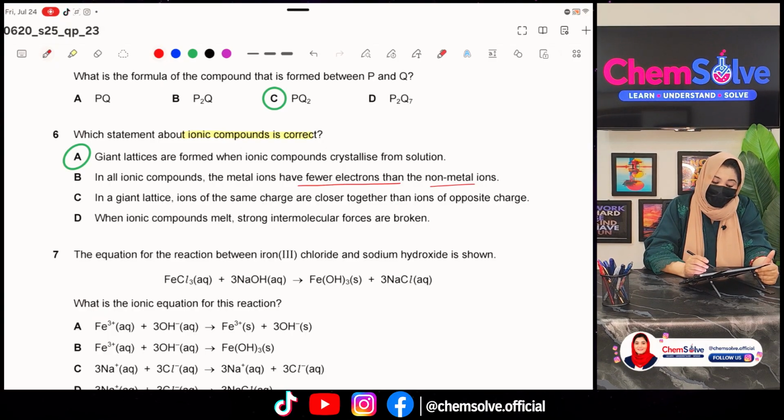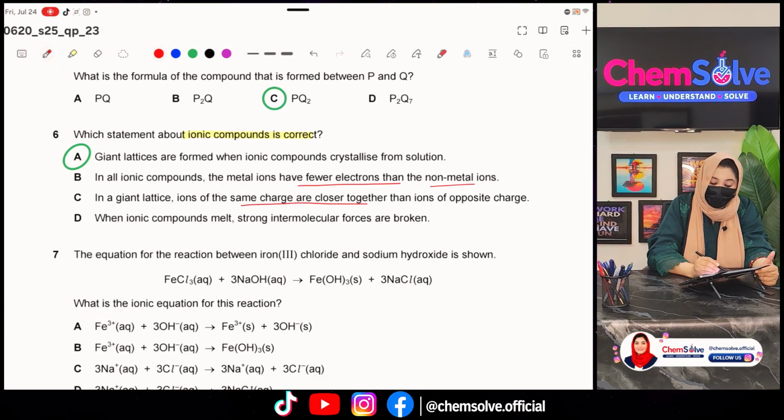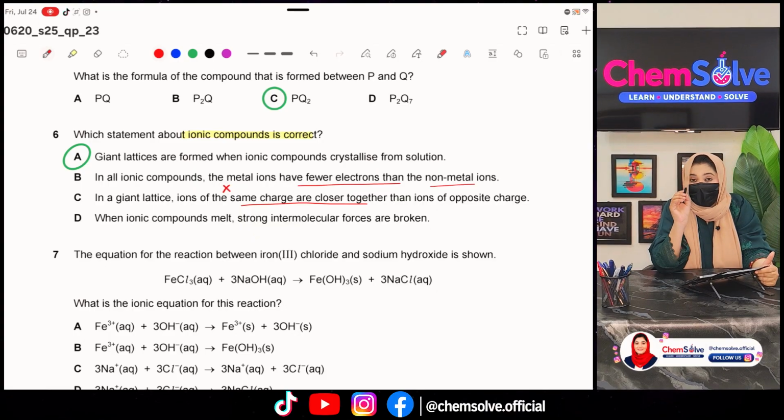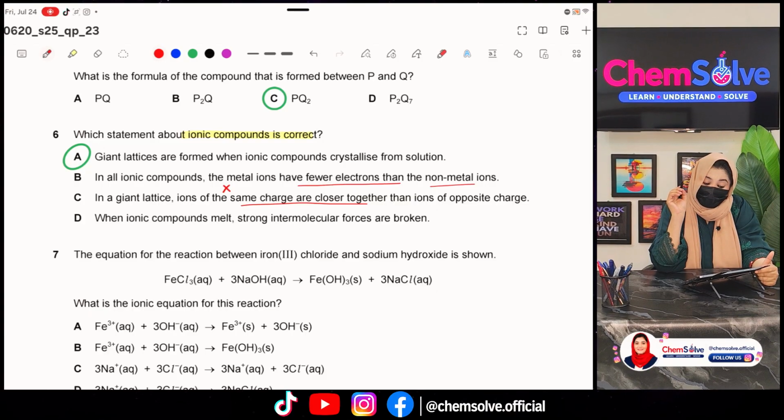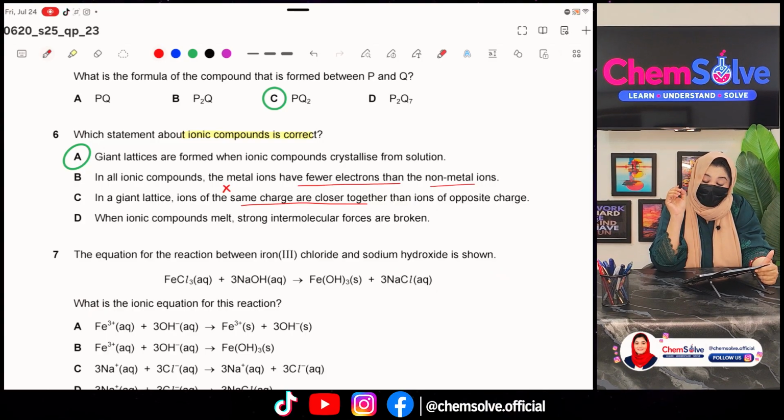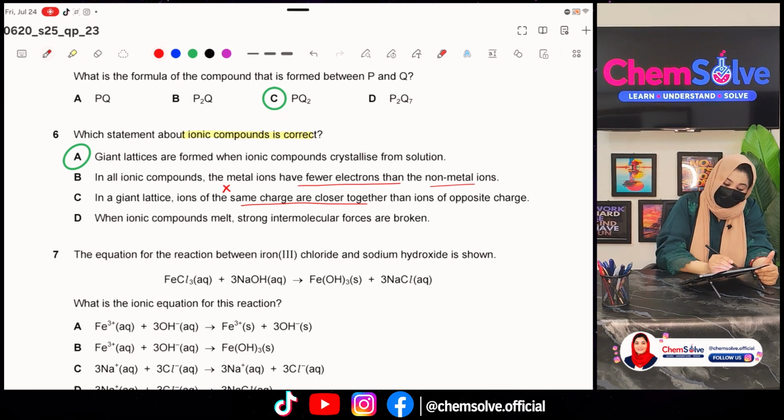In a giant lattice, ions of the same charge are closer together. No. Ions are held together through electrostatic force of attraction, and electrostatic force of attraction always arises between oppositely charged ions. So same charges wouldn't become closer to each other. Instead, the opposite charges will come closer to each other. So this is a wrong statement.